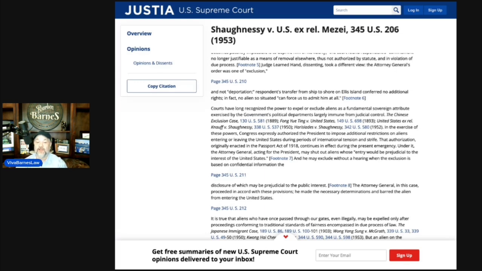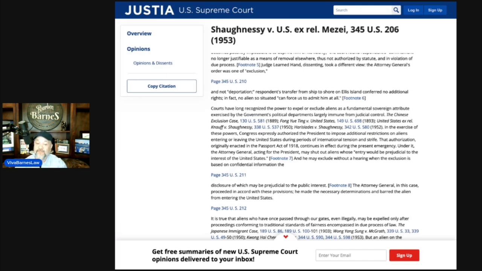1953. When was the law passed? 1918. So even though the law was passed during World War I, and this is a case being decided in 1953, long after World War I, their point is the president gets to decide whether that emergency about international tension and strife is present, not the courts.